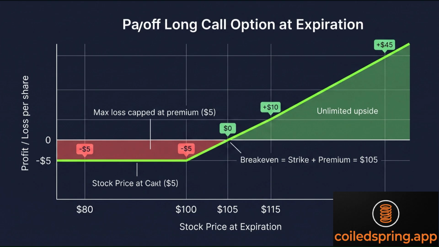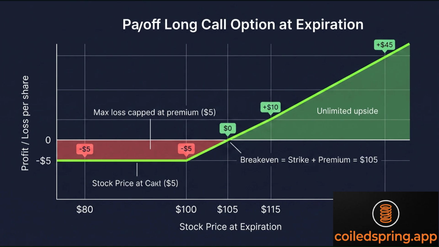Stock at $115 at expiration. You exercise, buy at $100, market is at $115. That's $15 of intrinsic value. Subtract the $5 premium, and your net profit is $10 per share, $1,000 per contract. Stock at $150 at expiration. $50 of intrinsic value minus $5 premium equals $45 profit per share, $4,500 per contract. From a $500 initial investment.